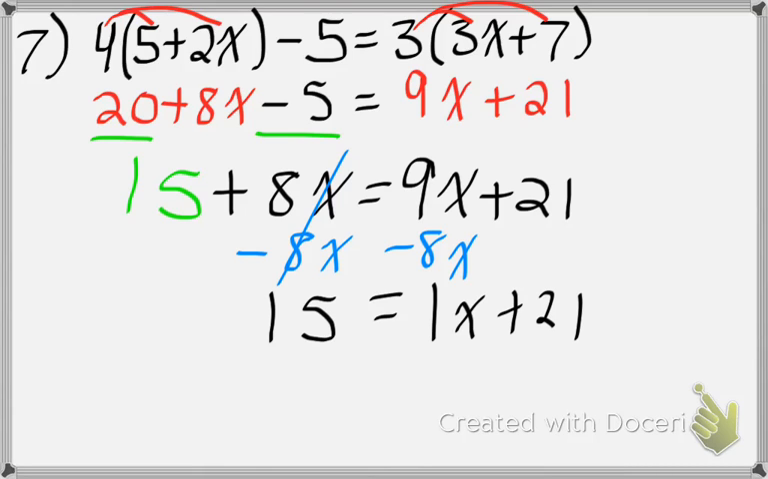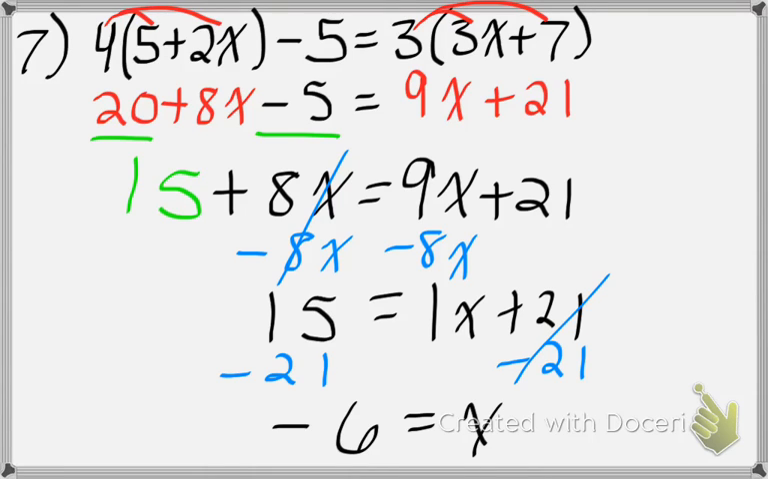Alright, now just move the 21 to the other side. And in this example, you'll be done if you do that. 15 minus 21, well, that's negative 6. So you end up with x equals negative 6. That is your final answer to number 7.